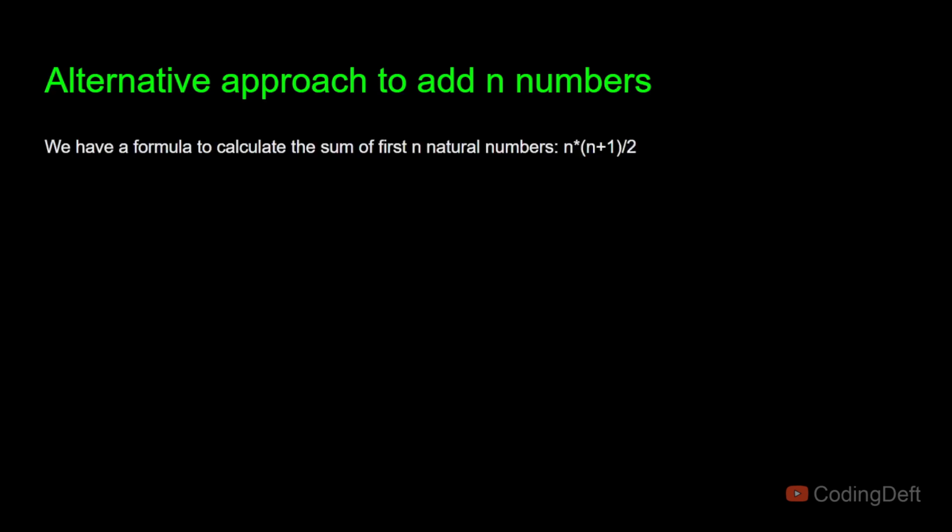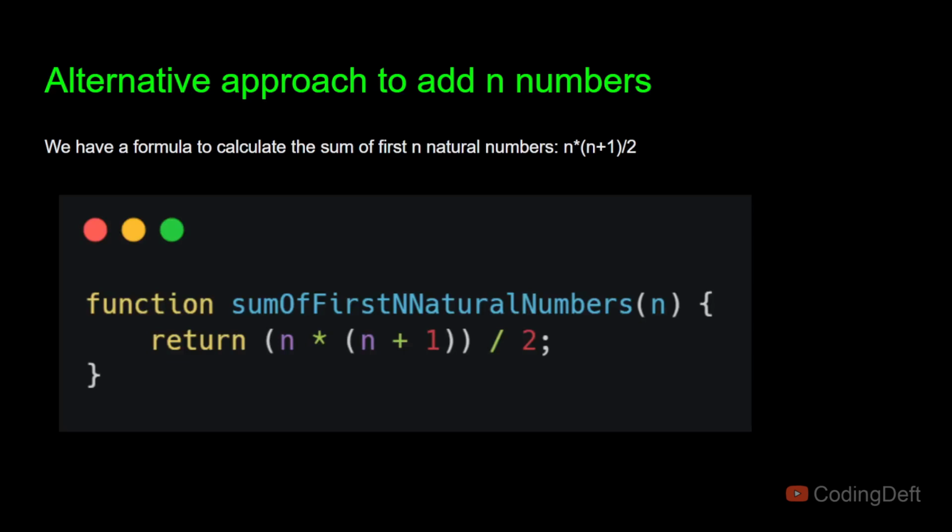You might have seen in your math classes that there is another way to calculate the sum of first n natural numbers. So we can use this formula n into n plus 1 divided by 2 to calculate the sum of first n numbers. So the code will look like this. As you can see, there is only one line of code, and yes, there are multiple operations happening here. First we add 1 to n, then we multiply that with n, and then we divide it by 2. If you split it and write, it will be 3 lines of code.